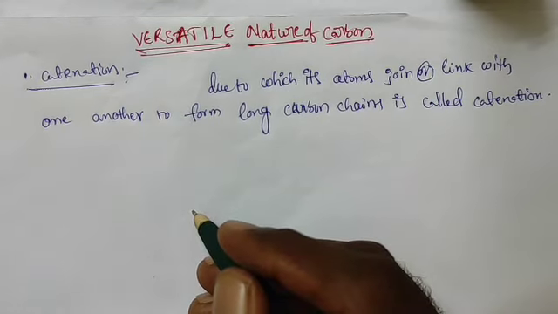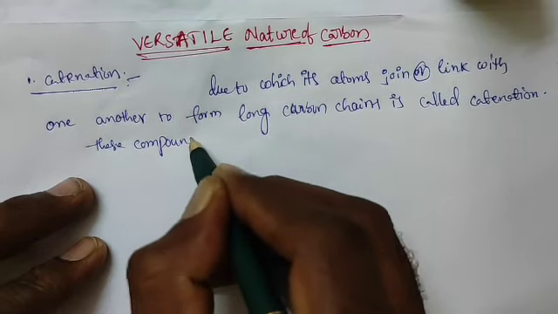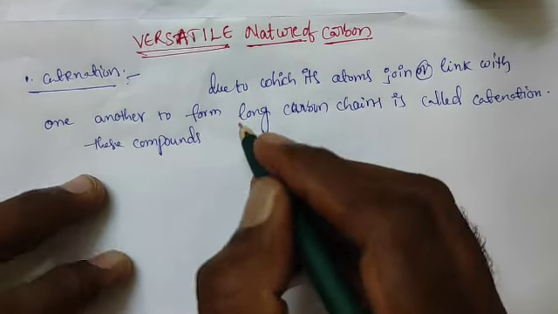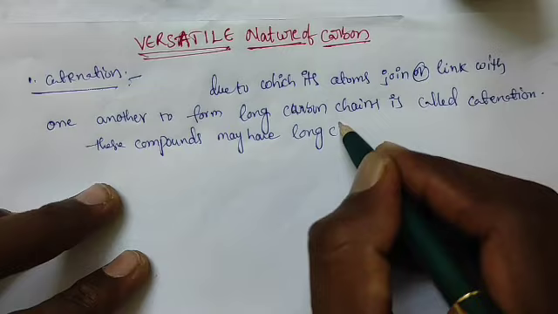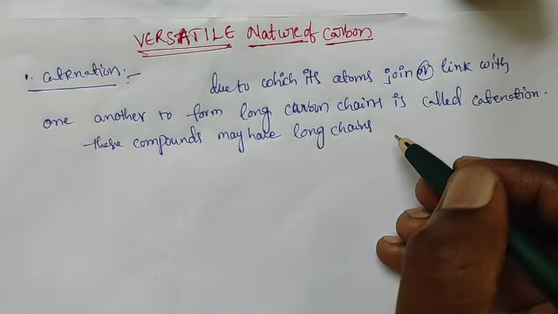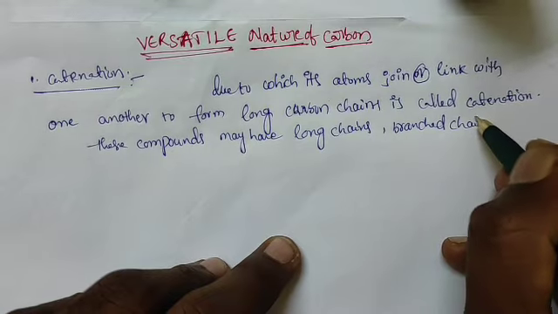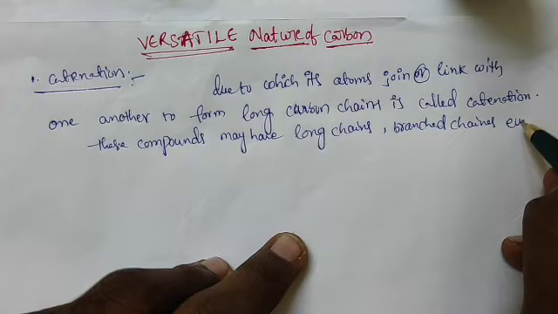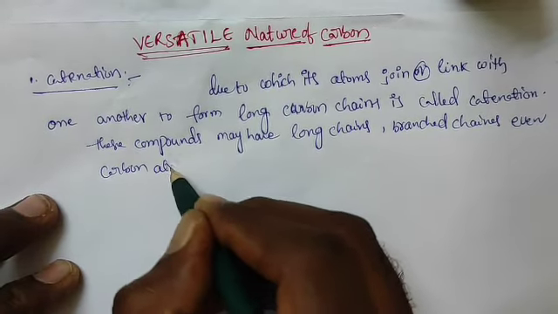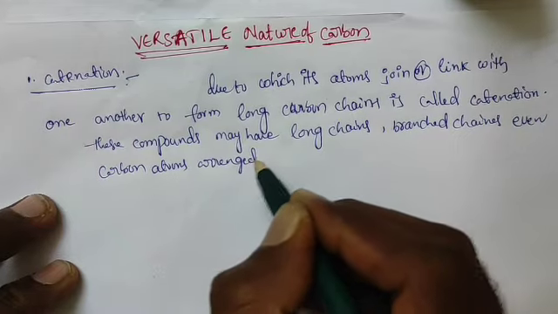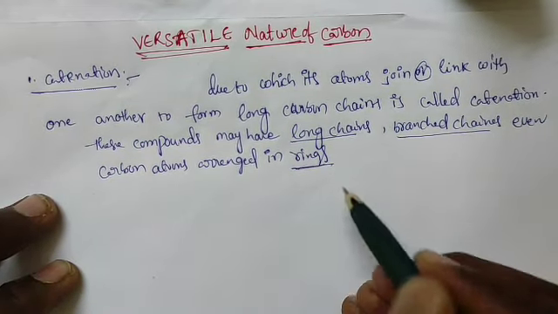So the compounds may have long chains or branched chains. Even carbon atoms can be arranged in rings. So long chain, branched chains and ring structures are also there.